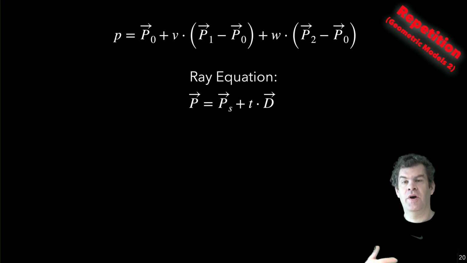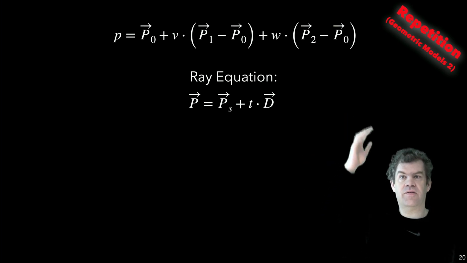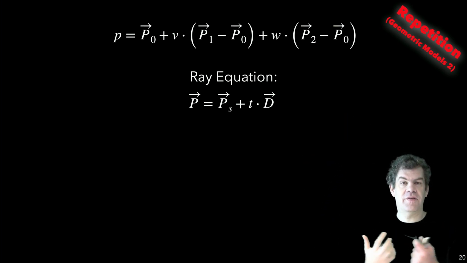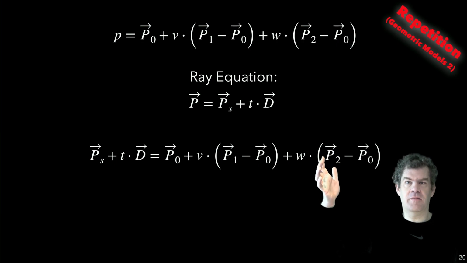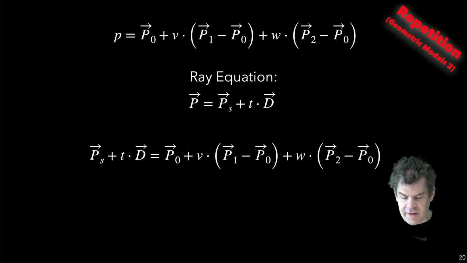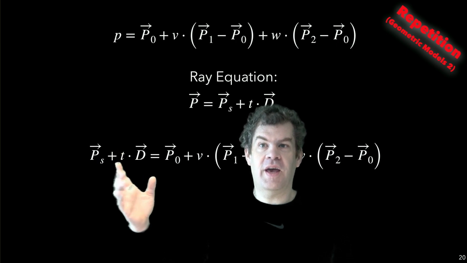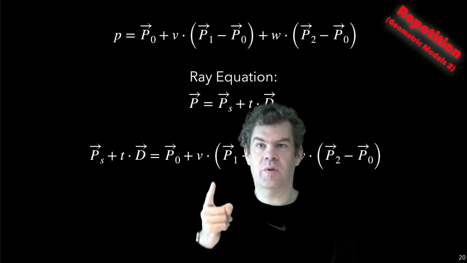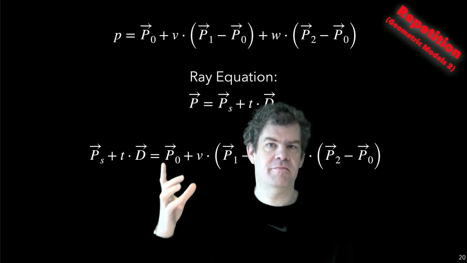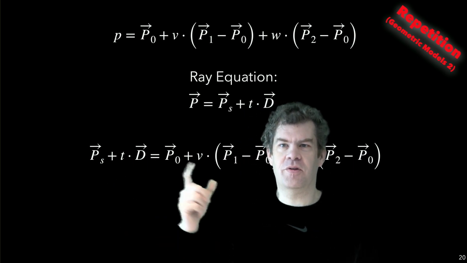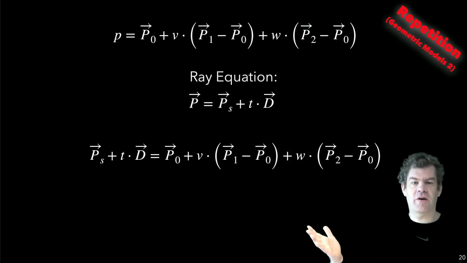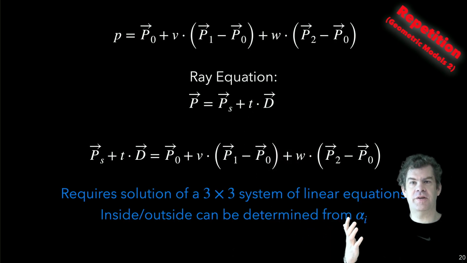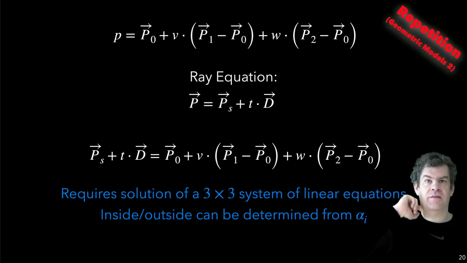Now, if we want to figure out where that ray intersects that triangle, so where do the two agree, where do they have the same value? Well, if I want to know where they have the same value, I just set them equal. And then we simply solve that. And this is pretty much where I stopped at Geometric Models 2.